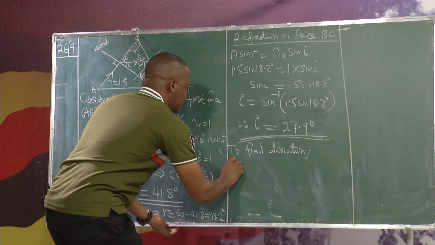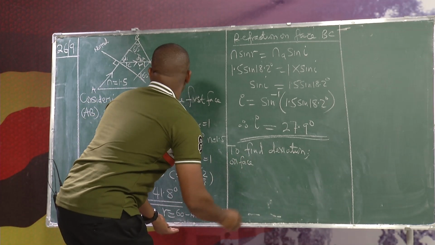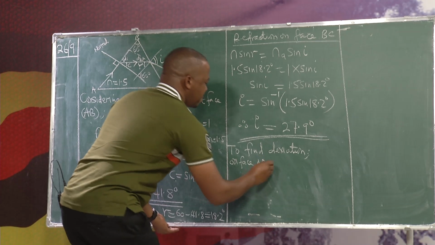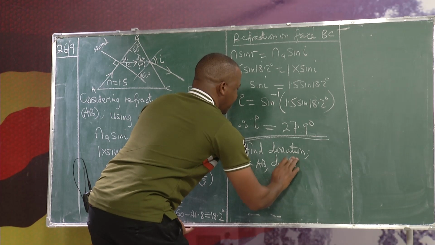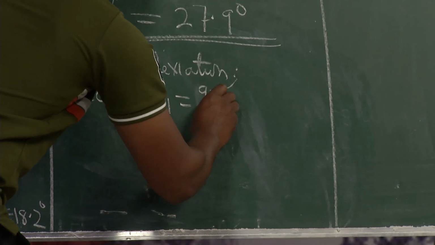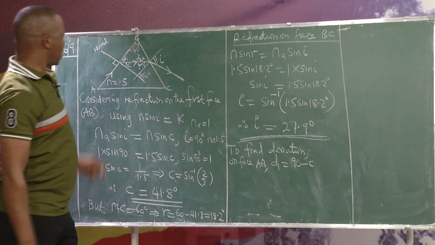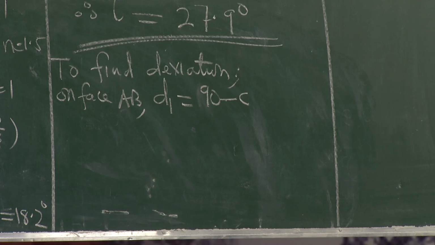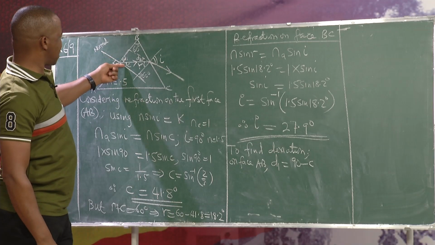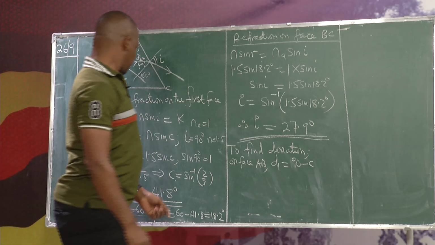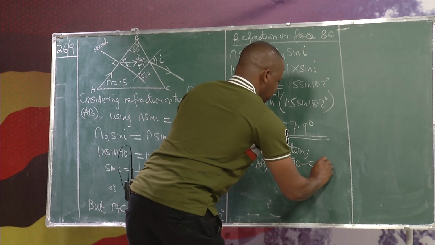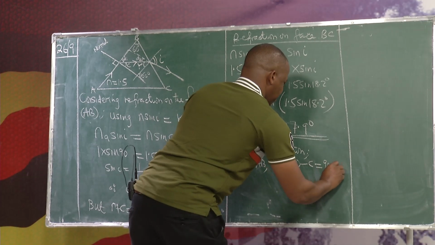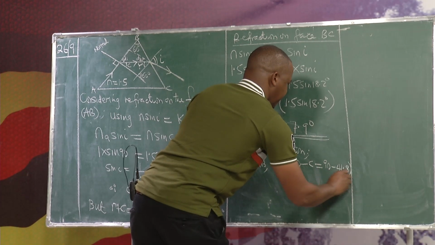So on face AB, my D1 would be equal to, I will just put it right, 90 minus C, because this angle is supposed to be equal to this angle here, C plus D1. So D1 becomes 90 minus C, and since we have the value of C, we shall get our deviation as 90 minus 41.8 degrees.